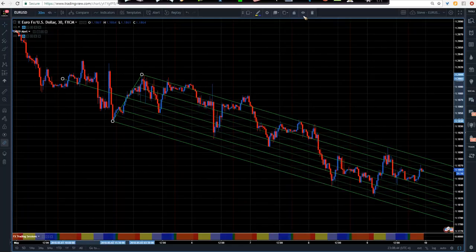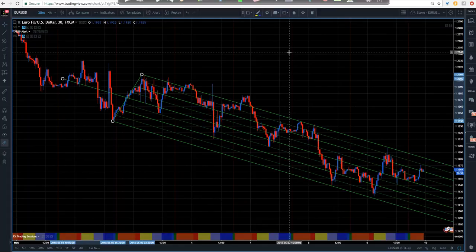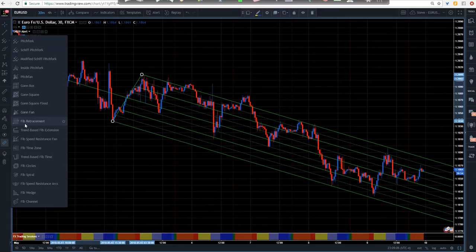So I've got my pitchfork on there. So now let's talk about Fibonacci clusters. Let me look at this with my eyeballs for a second. So the first one, let's turn on my Fibo tool.